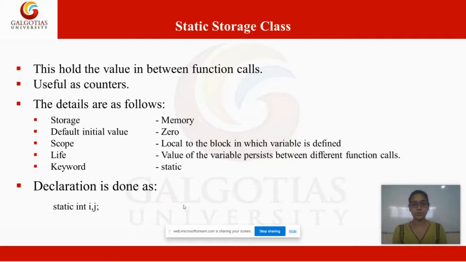The storage here is in the memory itself. The default value is 0. Scope is local to the block in which the variable is defined, and life is such that the value of the variable persists between different function calls. The keyword here is static. Declaration goes as: static keyword, int again a keyword, and then i, j. So here i and j have static storage class. So that's how you declare the variables of static type.